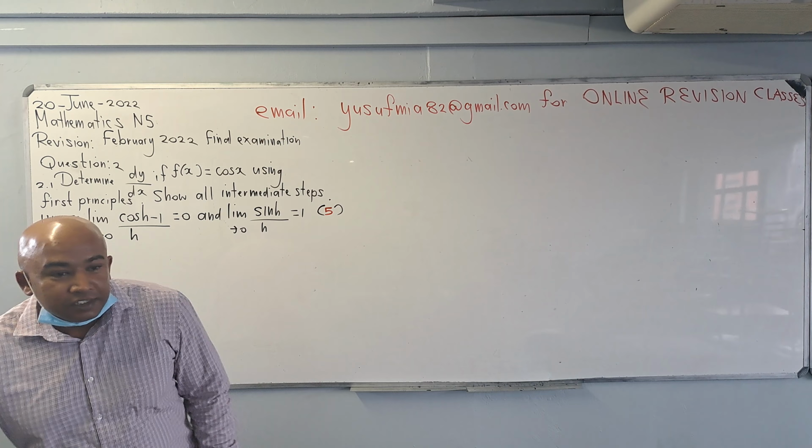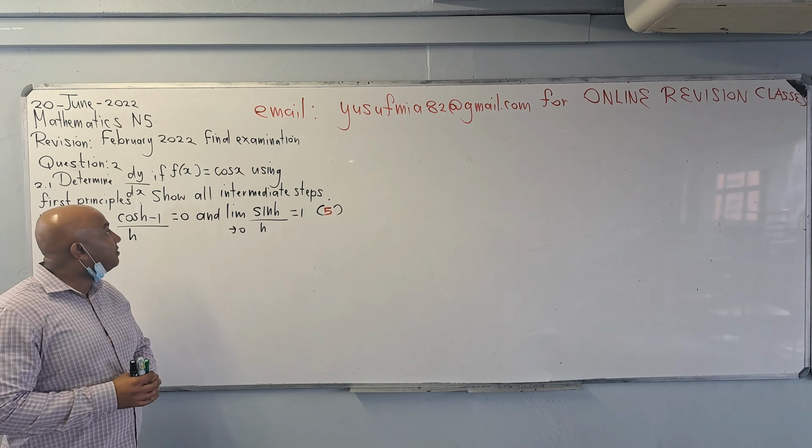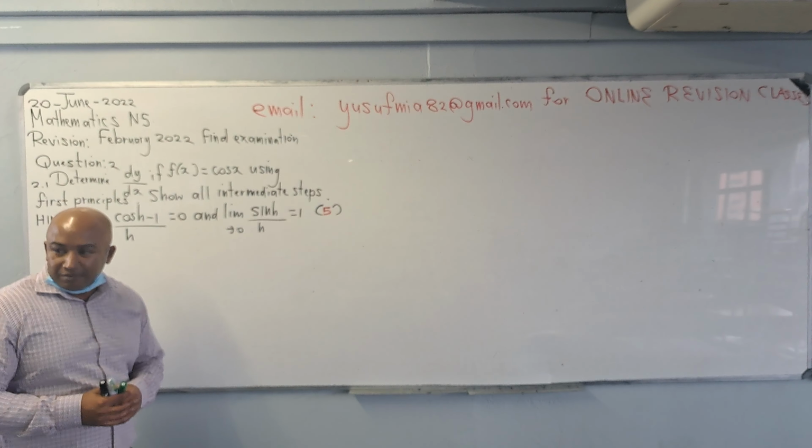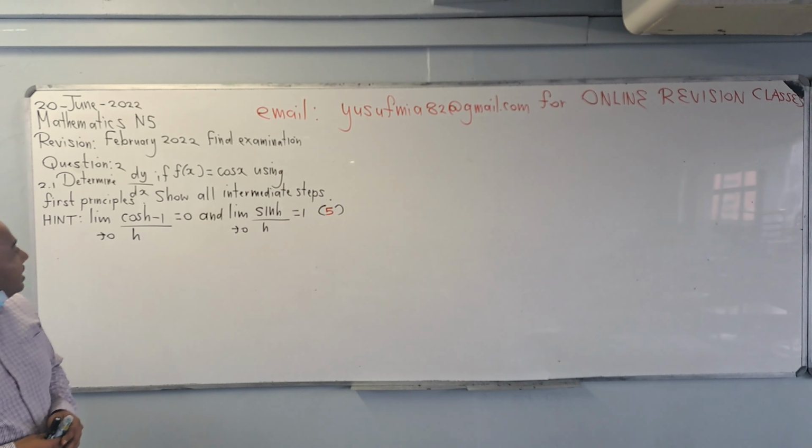Good morning. Let's deal with our latest exam paper, February 2022. So I'm taking the first principles example as a revision lesson. So let's have a look. We've got question 2.1. Determine dy over dx if f of x is equal to cos x.